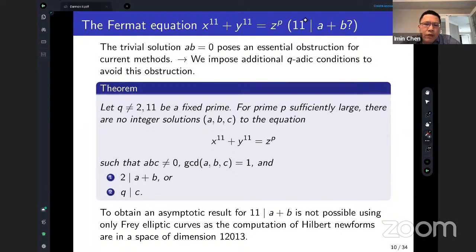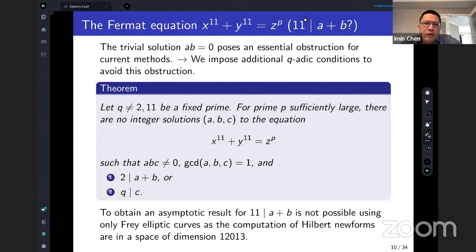in this case we're only interested in an asymptotic result for simplicity. And again, to get an optimal result, one has to do finer computations. But even to get an asymptotic result, one has to impose some 2-adic or q-adic conditions on the solutions. One difference with the previous example is that there we put in a coefficient of 3, and that was to eliminate the solutions where xy is equal to 0, which still poses an essential obstruction to the modular method.